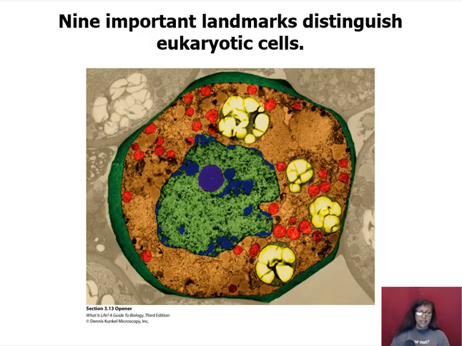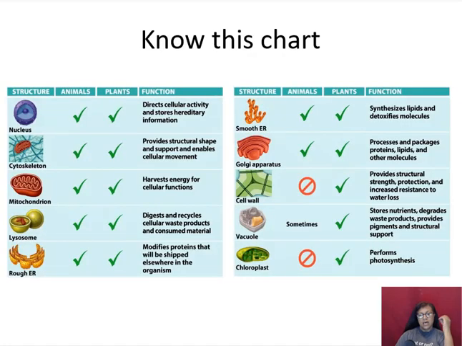All right. So now we're getting down almost to the end. We're almost there. So there are 9 important landmarks to distinguish eukaryotic cells. And I need you to know these different organelles and these different bits and pieces that make up eukaryotic cells. So number 1 is the nucleus.